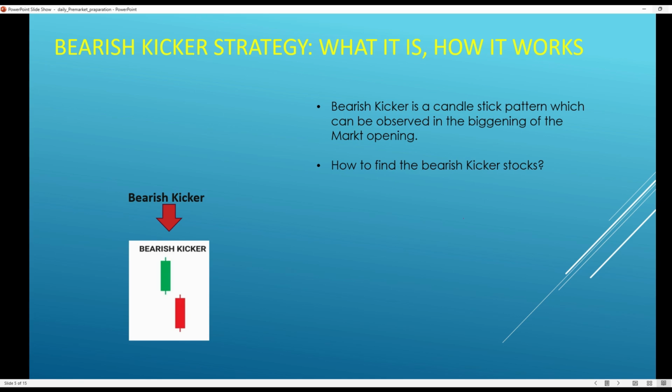How to find these bearish kicker stocks? Normally the first candle is a green candle, right? What I will do is keep the 5 minutes chart on one side and the 3 minutes chart on the other side. In the 3 minutes chart, if you see a green candle and then a red candle, it will start from the 3 minutes itself. You will have 2 more minutes to complete the first 5 minutes.